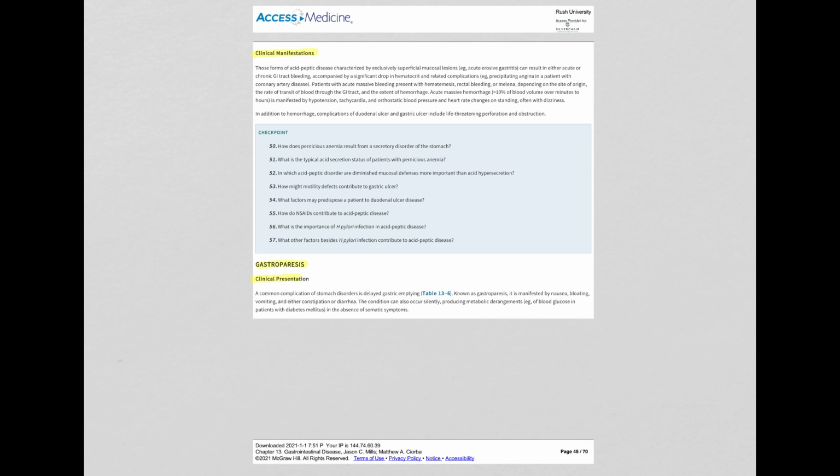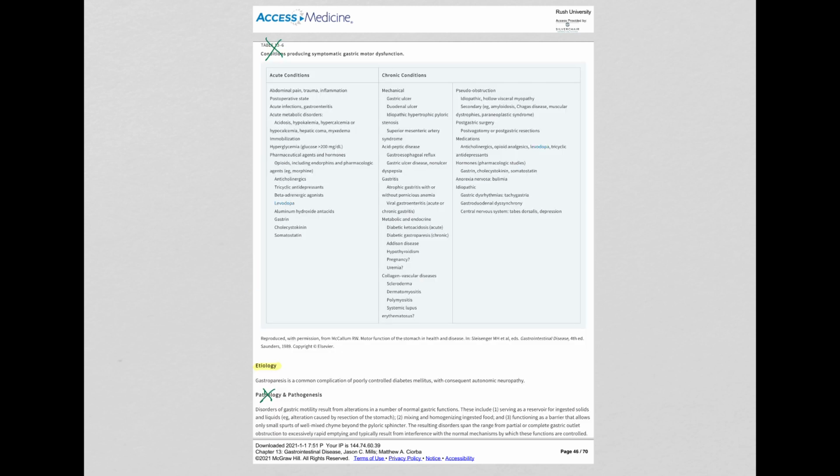I skipped over it for esophagus, but these are nice questions to just make sure that you're getting the main points of the chapter. Do look at gastroparesis. It's a common complication of uncontrolled diabetes. You don't need to worry about that table.